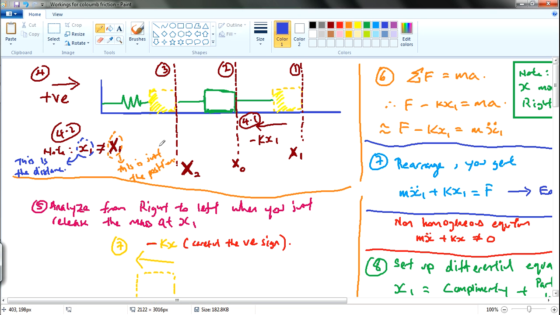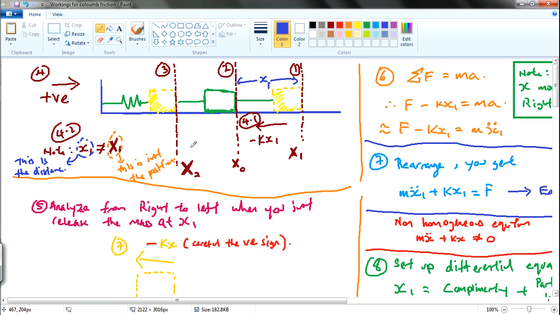But when you release and the whole thing starts to move, there will be a spring constant multiplied by x1. This x1 is actually the distance between wherever you're comparing. The distance may be this x, so this x can be x1 also. Apparently this x1 is not the same as this x1. This x1 is the position. This x1 is the distance.